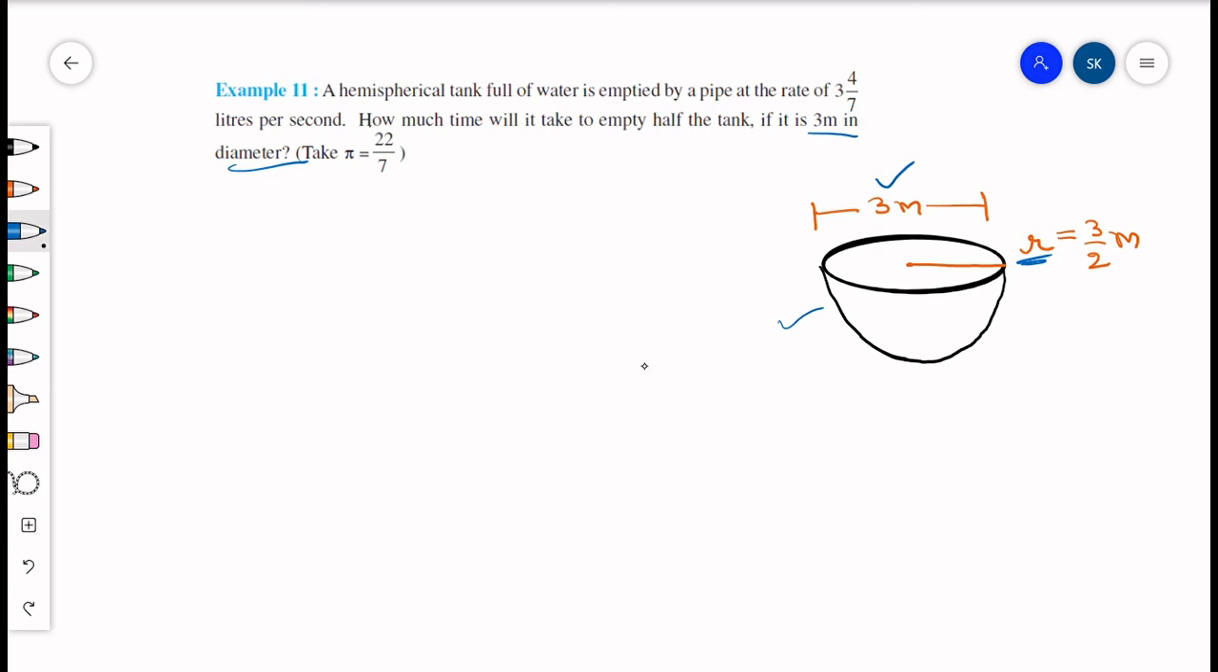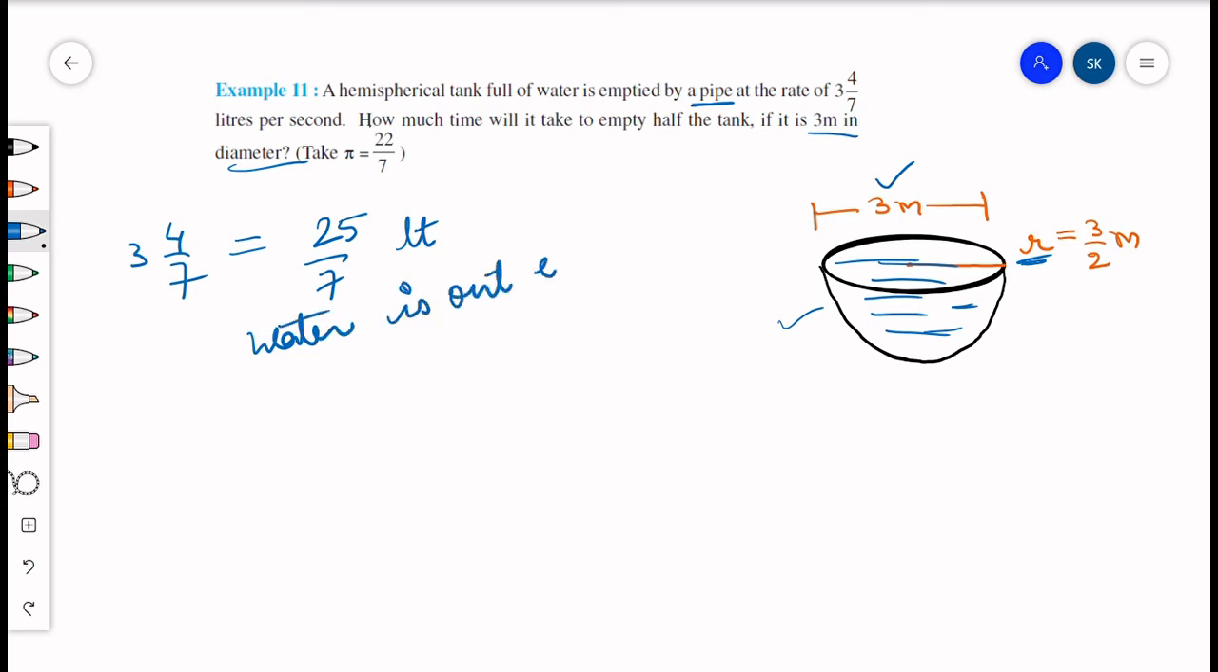Okay, then a hemispherical tank which is full of water is emptied by a pipe at the rate of 3 by 7. Let's convert this first. 3 by 7 is a mixed fraction. So what is this? 3 7s are 21, plus 4 is 25. So 25 by 7 liter water is out every second. Okay, so this is clear. So this is liters per second.